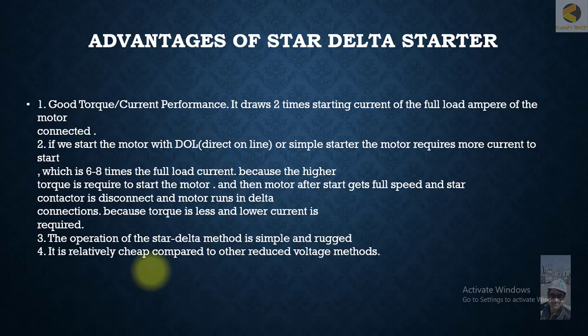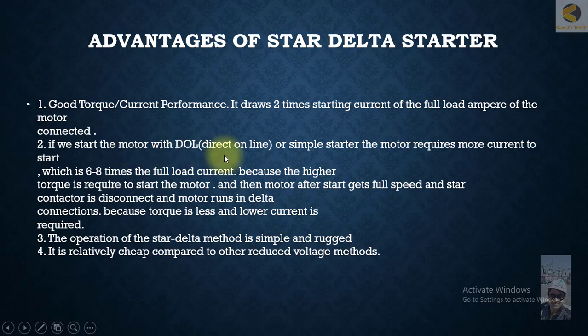So we will see now the advantages of the star delta starter once again. Number 1, it has good torque current performance. If you take the ratio between torque and current, it's good performance. It draws 2 times the starting current of the full load ampere of the motor connected.